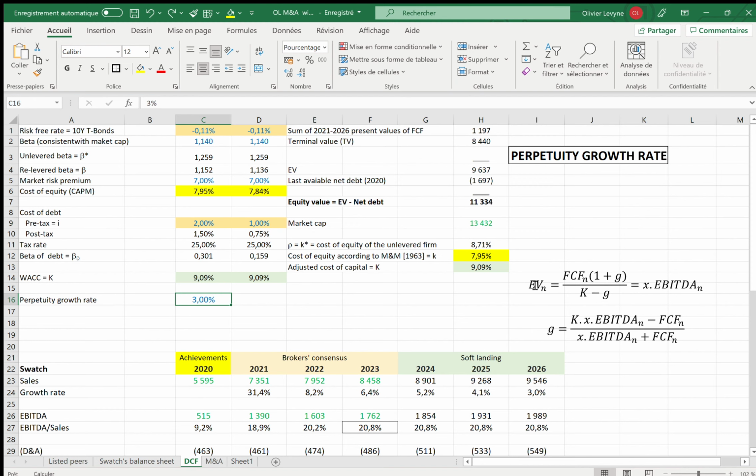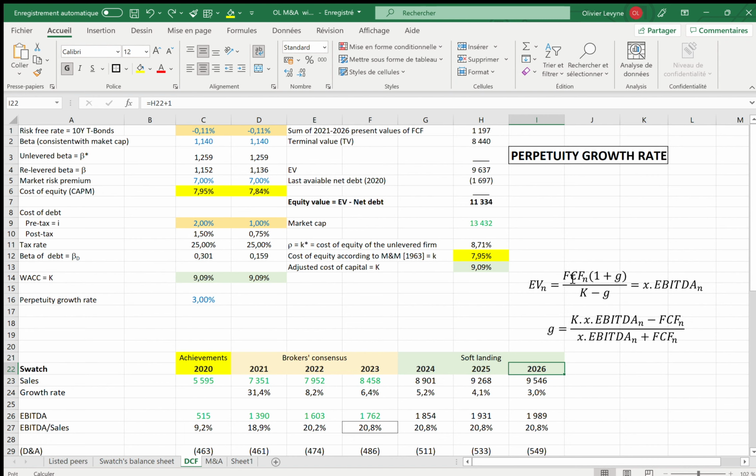The enterprise value as calculated at the end of the business plan, namely at the end of 2026 for us, is the terminal value without taking into account the discount factor, namely 1 over 1 plus k to the power n. But we know that the enterprise value can also be based on an EBITDA. We could have taken an EBIT multiple.